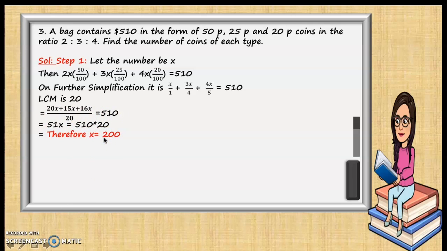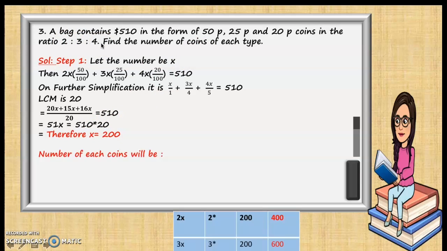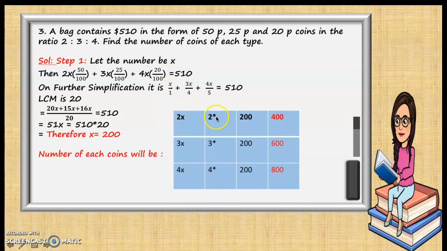Now we have found x, but the question is asking us to find the number of coins of each type. That means you have to multiply 200 with 2, 3 and 4. For 2x it should be 2 into 200, 3x it is 3 into 200, 4x it is 4 into 200, and your final answer would be 400, 600 and 800.